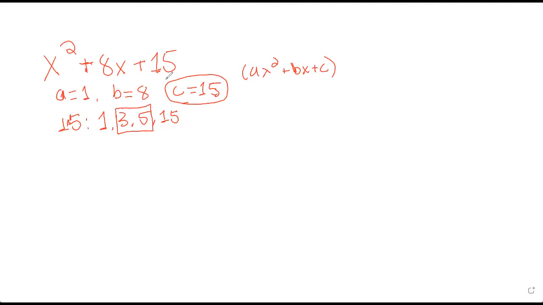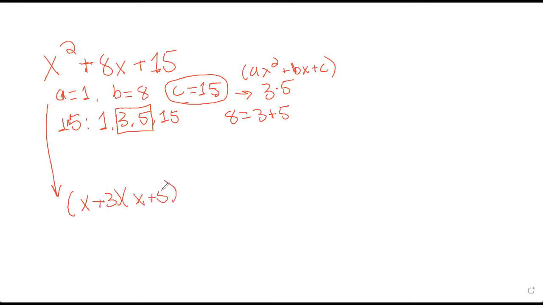So we want to use 3 and 5. 15 is equal to 3 times 5, and 8 is equal to 3 plus 5. So this polynomial is factored to be x plus 3 times x plus 5. In this case, we're using the FOIL method backwards. We can also use factoring by grouping, and we would get the same answer.